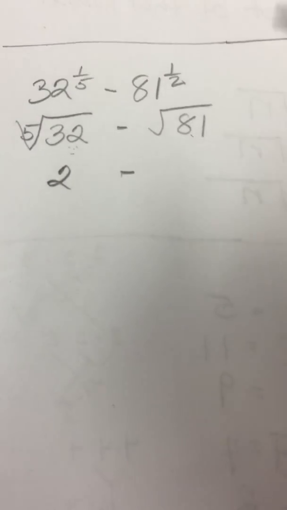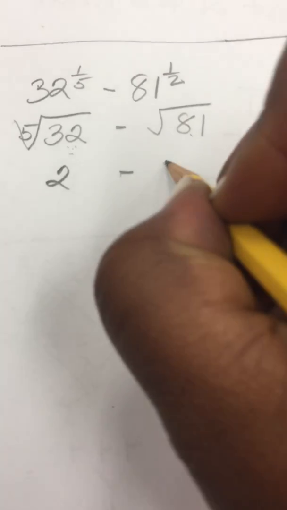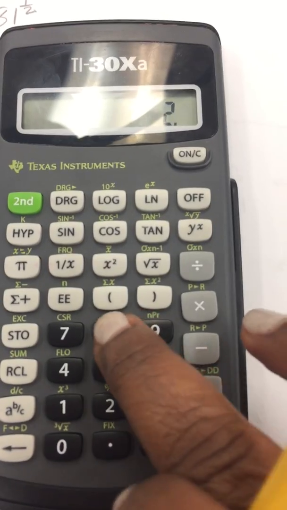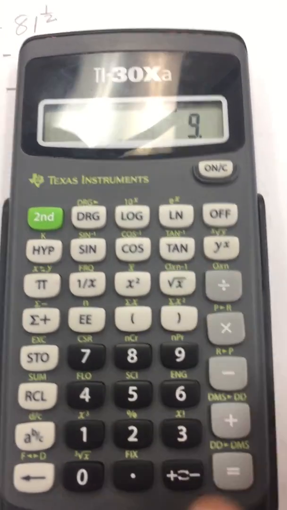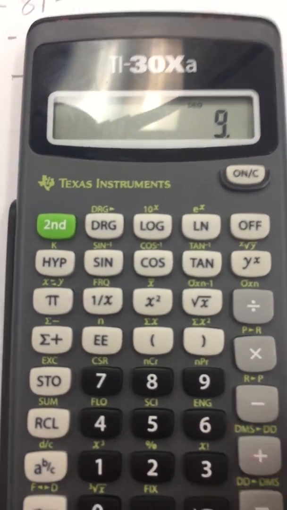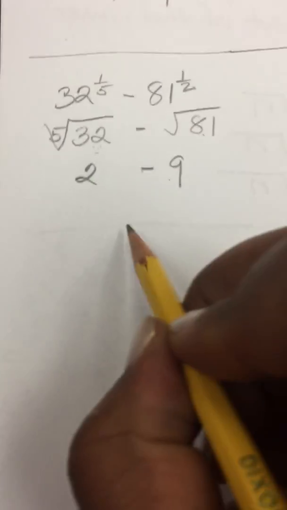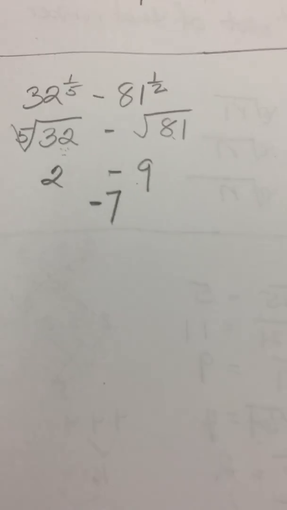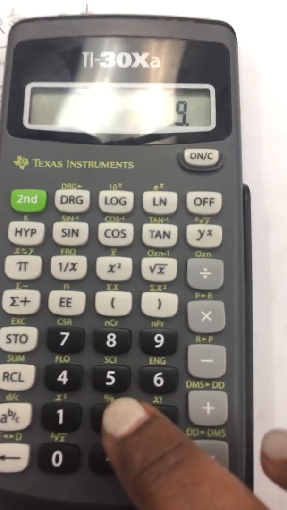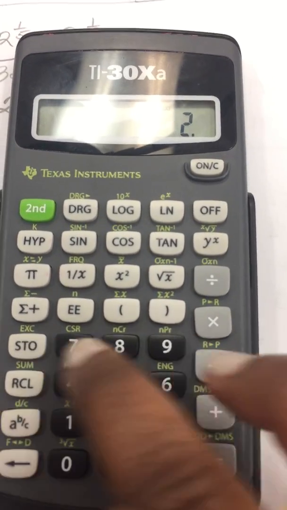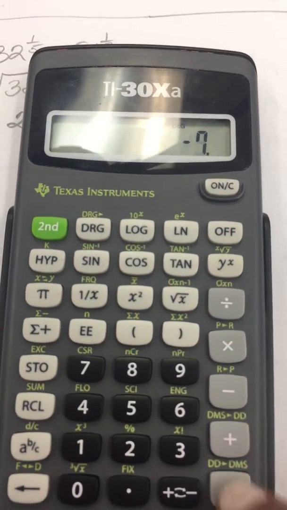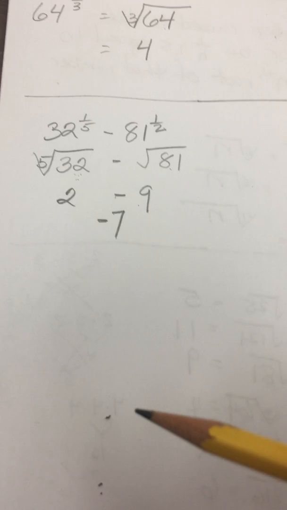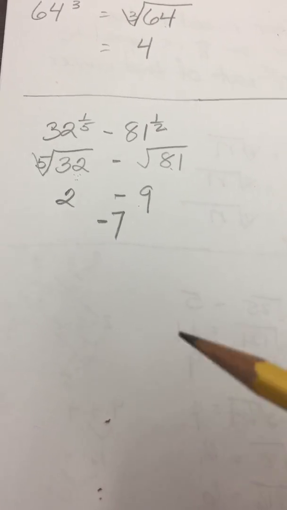And we know that the square root of 81 is 9, but just in case you didn't know, you could go 81, square root, and the calculator will tell you it's 9. Well, what is 2 minus 9? A negative 7. And in case you didn't know that, 2 minus 9 equals negative 7. And that's our answer, negative 7.